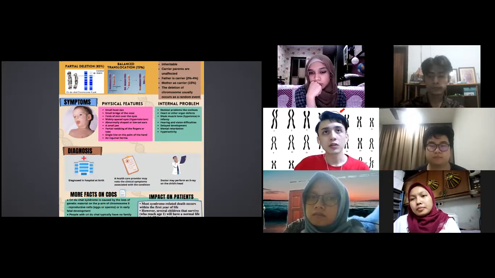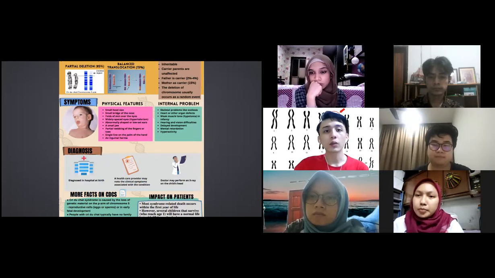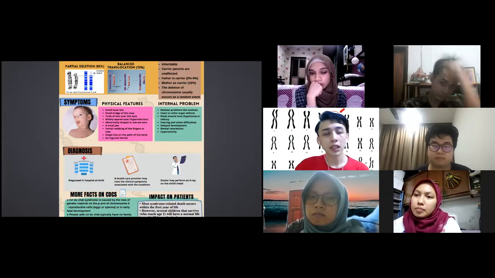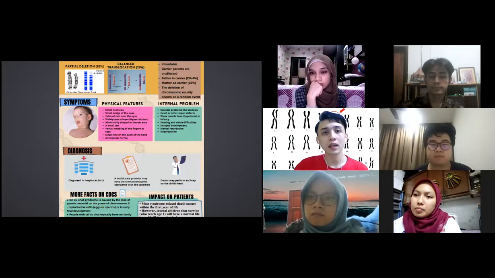For example, the children may have skeletal problems like scoliosis, which is an abnormal curvature of our spine. Sometimes they have heart and other organ defects, and weak muscle tone in infancy. Sometimes the children may also have hearing and vision difficulties, delay in development, for example in walking, mental retardation, and also hyperactivity. As they grow, they often experience trouble in talking, walking, and feeding. Sometimes they can also have behavioral problems such as hyperactivity and aggression. So yeah, we are finished with the symptoms.